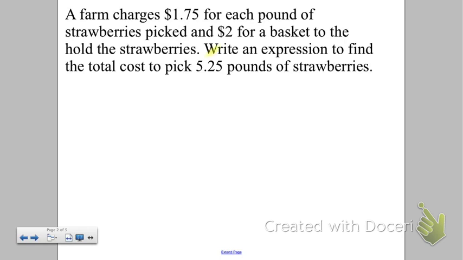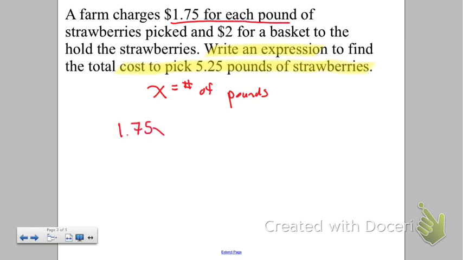So, I have to write an expression and find the total cost to pick 5.25 pounds of strawberries. My expression, first I'm going to label my variable. So x stands for the number of pounds. Since I have $1.75 for each pound, I can have 1.75x, and then it's a $2 for the basket, plus 2. The reason why there's no x with a 2 is because I only need one basket for the strawberries. So that's my expression.